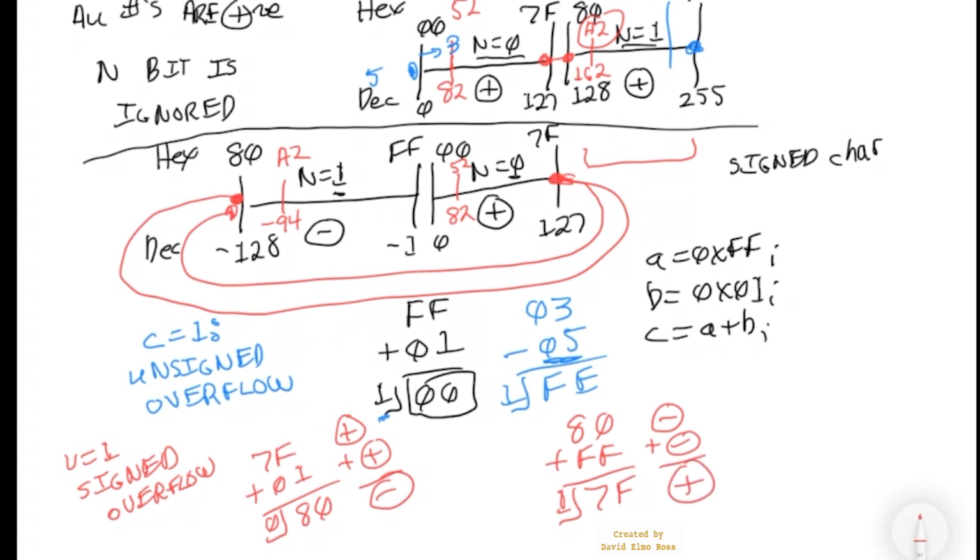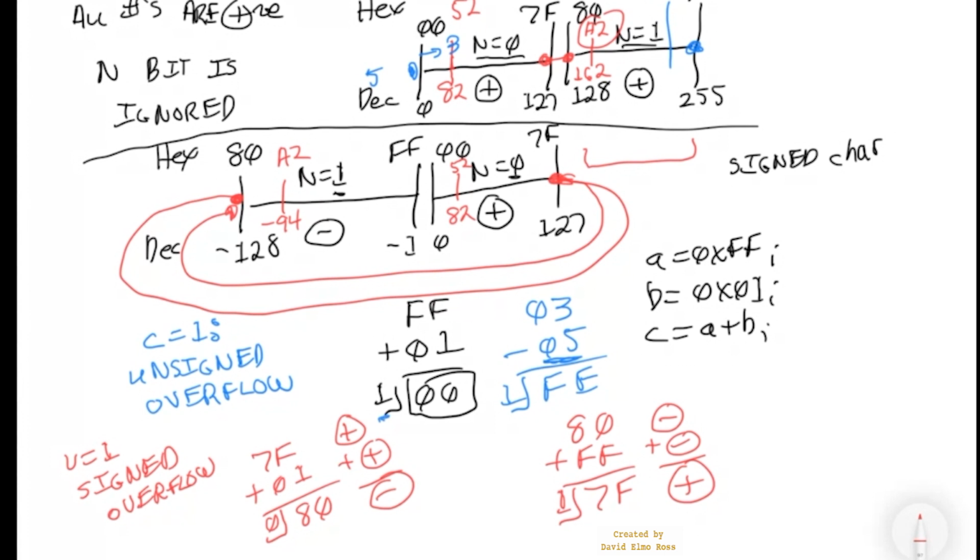So if you add two negatives, you should get a negative. And when you don't, that is a signed overflow. If you add two numbers of the same sign and get an opposite sign, that is a signed overflow. It's gone past your number system's ability to actually represent that number properly.